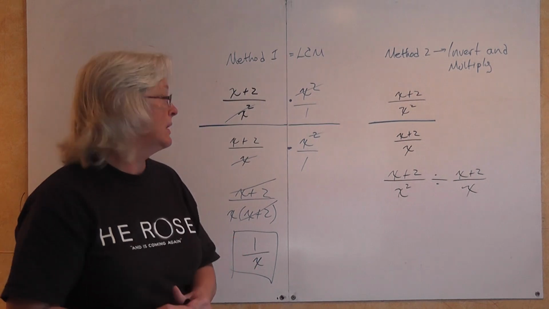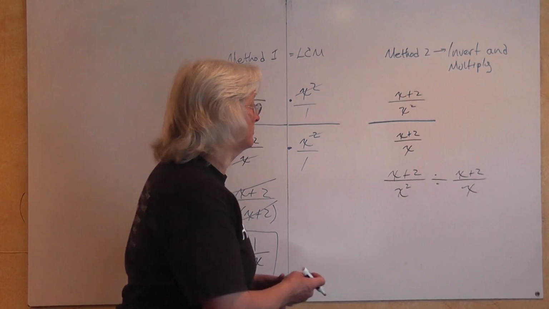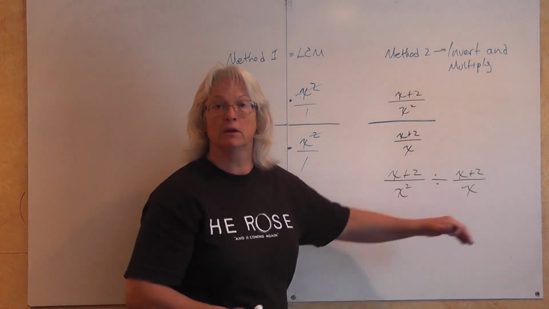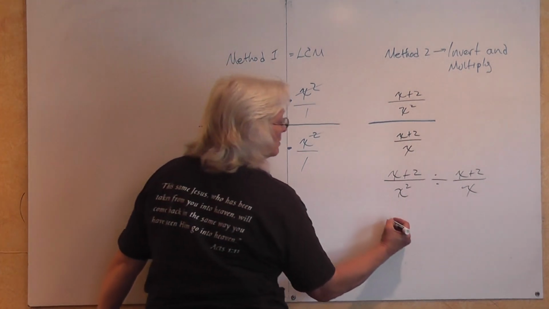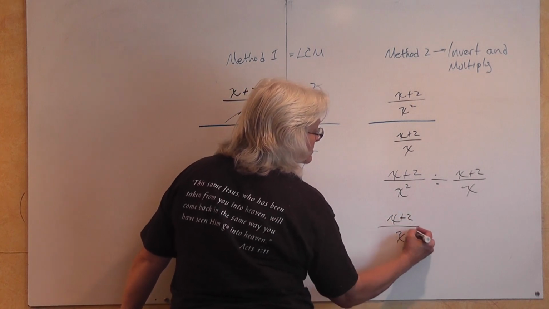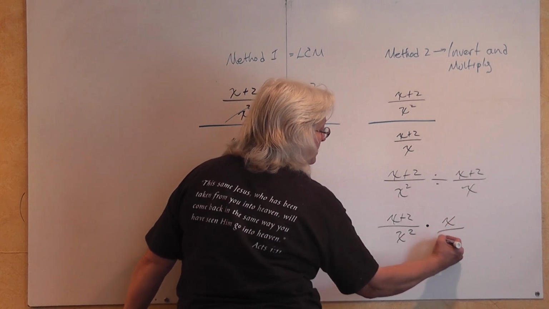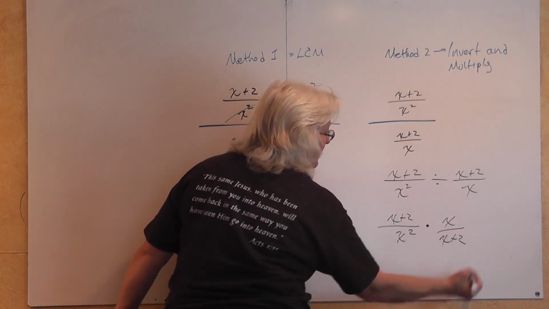Now we know that the way that we divide is by multiplying by the reciprocal. Let's show the whole way. Yes, by multiplying by the reciprocal. We have x plus 2 over x squared times, now we're going to invert this, and we have x over x plus 2.